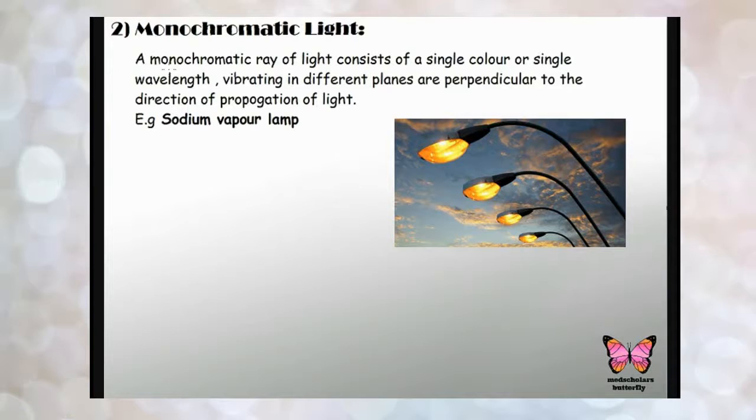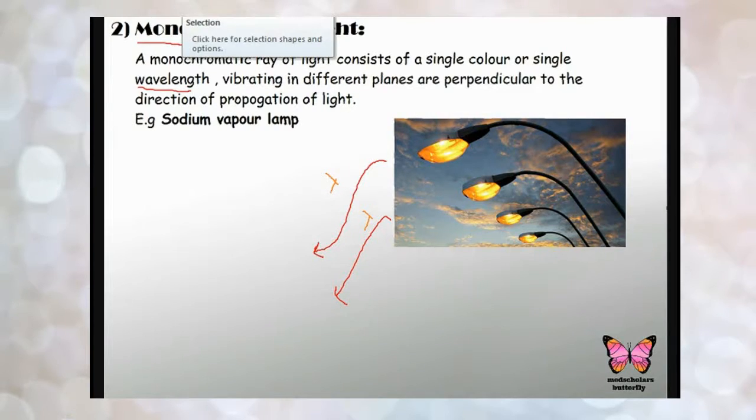Monochromatic light. A monochromatic ray of light consists of a single color or single wavelength vibrating in different planes which are perpendicular to the direction of propagation of light. By the name we know that mono means one. So the light emitted by the source in this scenario is of only one wavelength. There is no mixture of any other wavelength in it, hence it is known as monochromatic light.